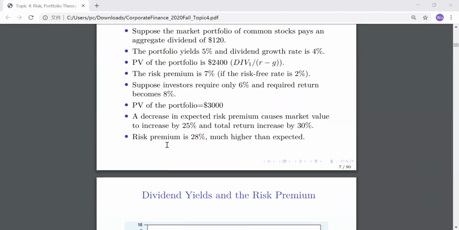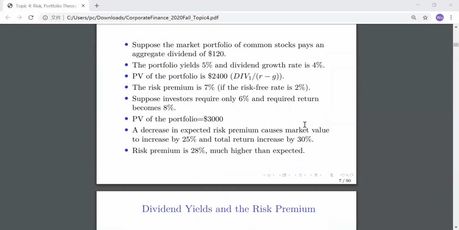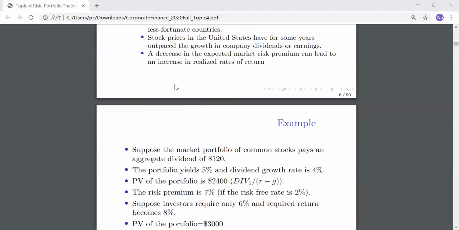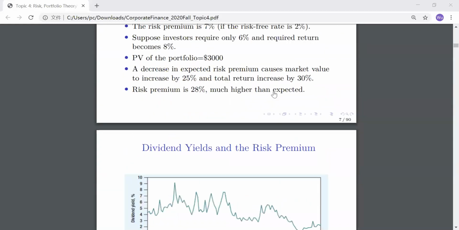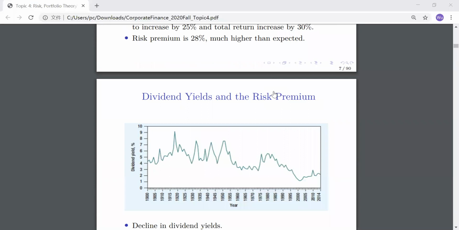So in that case, the risk premium is 28%, which is the total return minus the risk-free rate, 2%. The risk premium is 28%, much higher than expected. Because the idea, again, is what we said here: a decrease in the expected market risk premium leads to an increase in the realized risk return, and then if you have an increase in the realized risk return, there's an increase in the realized risk premium as well.